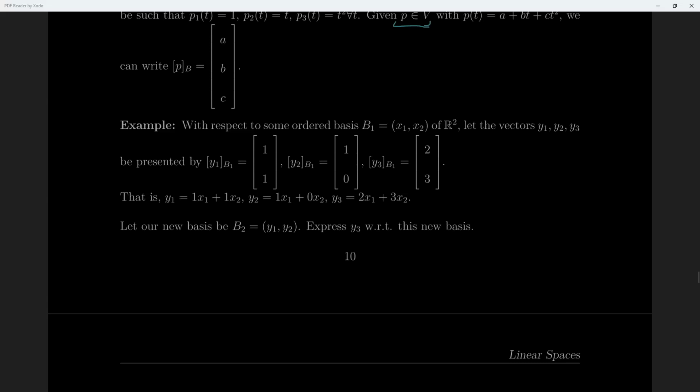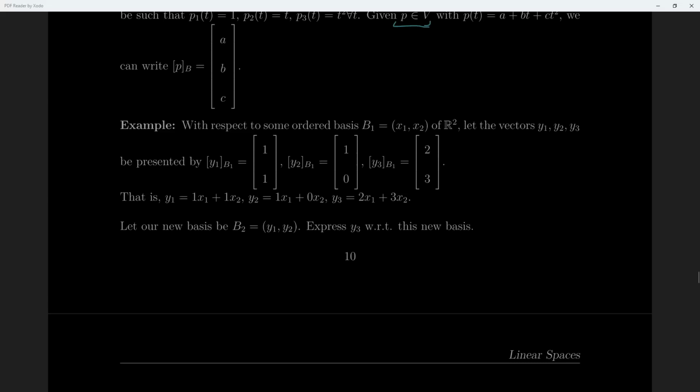So if the representation of y1 with respect to B1 is (1, 1), then y1 is equal to 1 times x1 plus 1 times x2. If the representation of y2 with respect to B1 is (1, 0), then y2 is equal to x1 plus 0 times x2, so y2 is equal to x1. And y3 is equal to 2x1 plus 3x2, because its representation with respect to B1 is (2, 3).